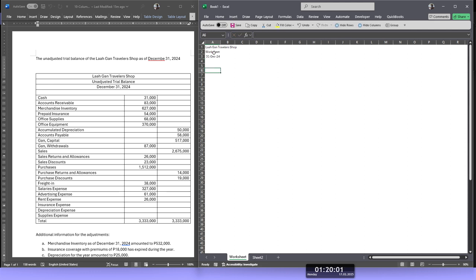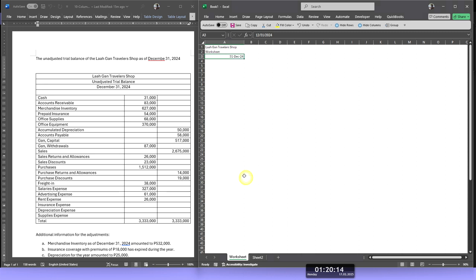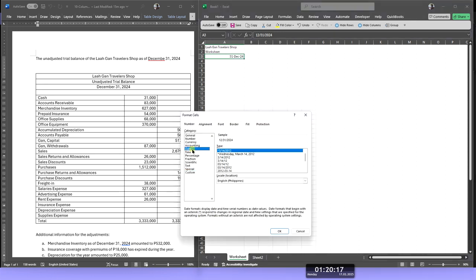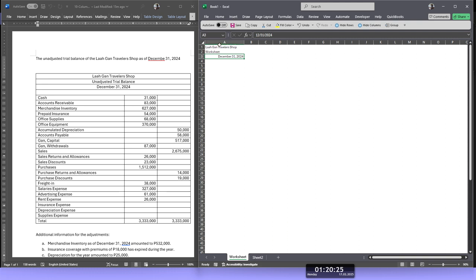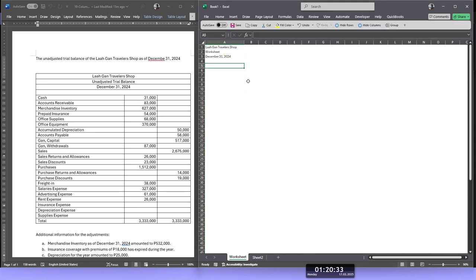And then we have here the accounts, and then the first three columns are intended for, let me format the date first. Format cells, and then the date should be this one, and then the alignment of the date should be here. Okay. And then the first three columns of the worksheet are intended for the unadjusted trial balance.